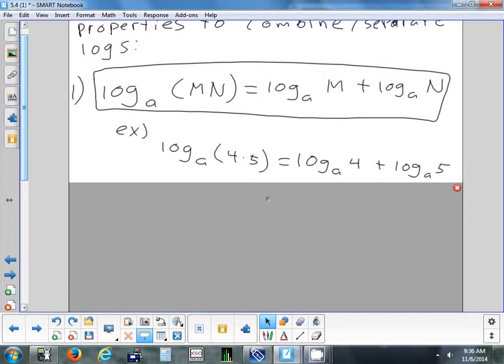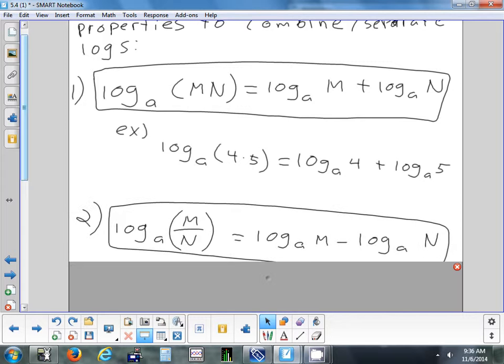What do you think if you have division? What do you think is going to be the rule for dividing? Yeah. Would it be subtracting something? Yeah, you subtract. And the order you subtract is important. It's the log of the top minus the log of the bottom. Notice the base stays the same as it was originally.